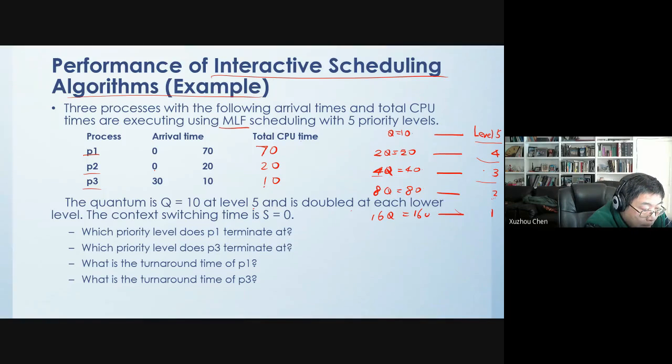Now assume the context switching time is 0. Okay, so there's no context switching time. So the question is, which priority level does P1 terminate at?